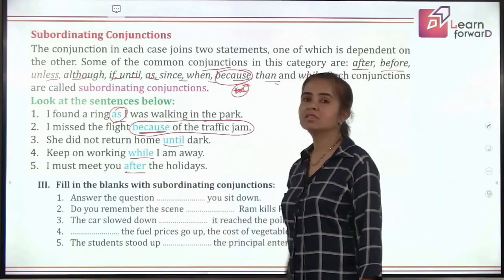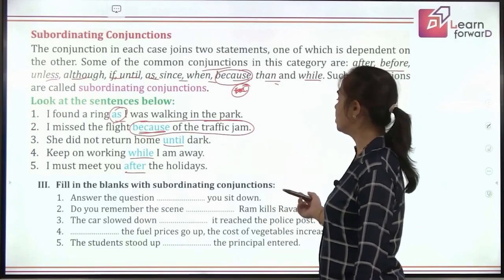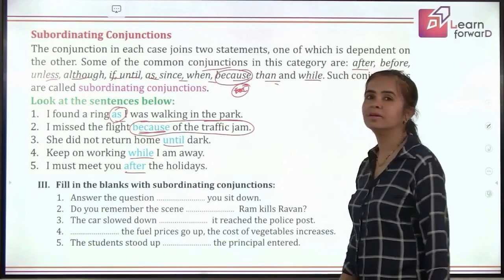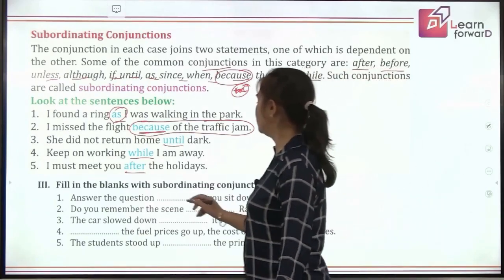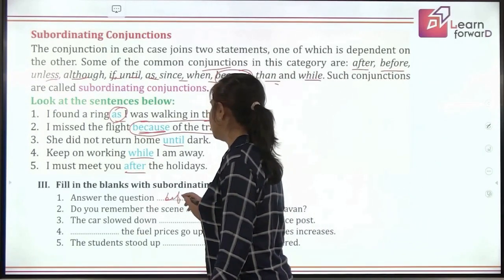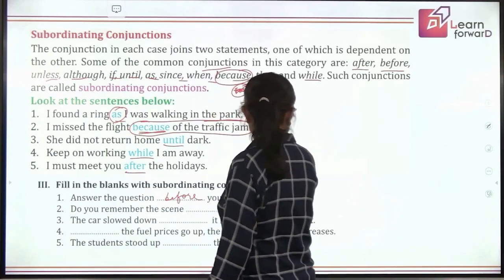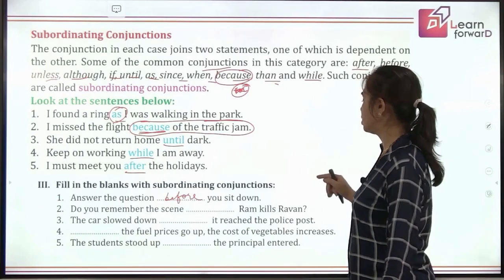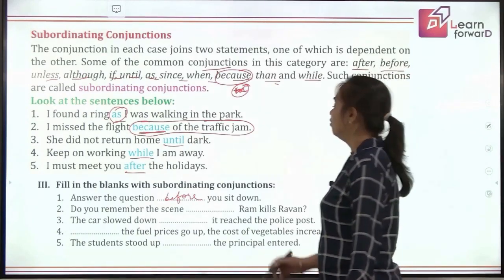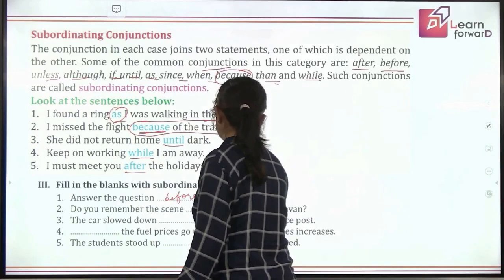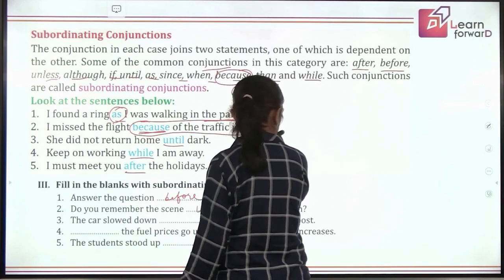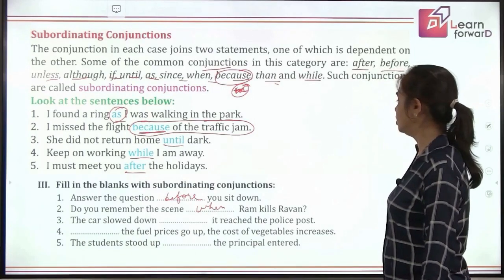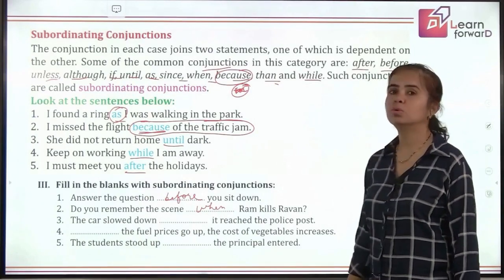So we have an exercise. You have to fill in the blanks with subordinating conjunctions. Answer the question dash you sit down. Before you sit down. You cannot answer after you sit down, please. So the teacher says, first give me the answer before you sit down. Next, do you remember the scene dash Ram kills Ravan? When Ram kills Ravan. Perfect.